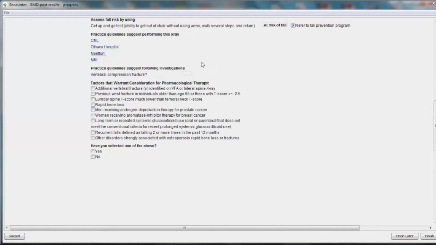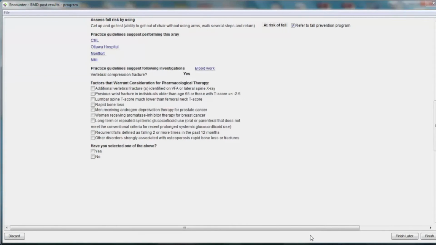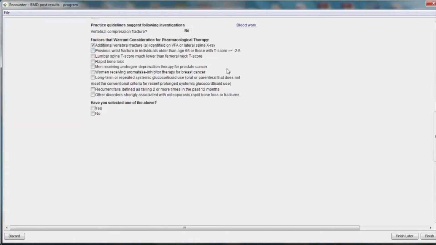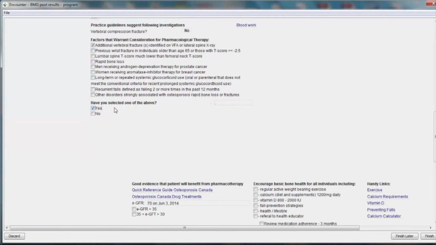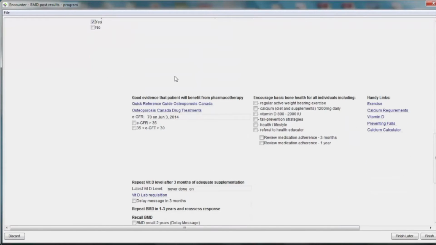When your x-ray comes back, you then assess whether there's fracture, compression fractures or not. And the screening blood test here, you have a pre-populated laboratory requisition. So let's say our patient did have fractures. So we now have selected yes, as based on the questionnaire above. And by so, we know now that there's good evidence that the patient would benefit from pharmacotherapy.